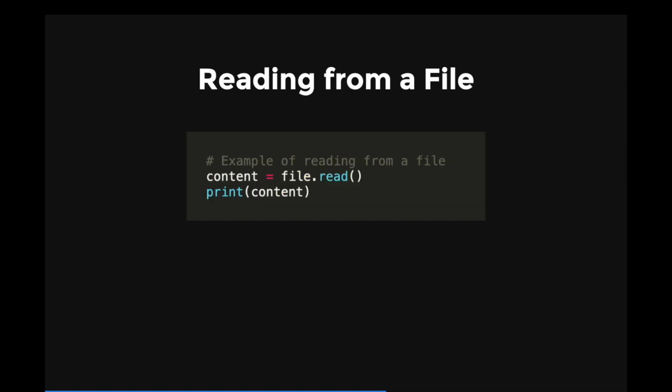Reading from a file. Once a file is opened, you can read its content using various methods. The most common method is read, which reads the entire contents of a file as a string. So you can say content equals file.read, on the file you opened before, and then print the content. Other methods for reading from a file include readline, which reads a single line from the file, and readlines, which reads all the lines of the file into a list.